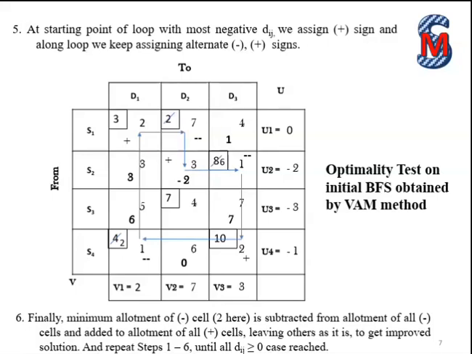The first cell with plus sign is the S2D2 cell, which was earlier an unoccupied cell. That means there was 0 allotment here. So in the 0 allotment we'll be adding 2 here, so this cell will now have allotment 2. The next cell with plus sign is the S4D3 cell with allotment 10. To this 10 we'll add 2 and it will become 12.